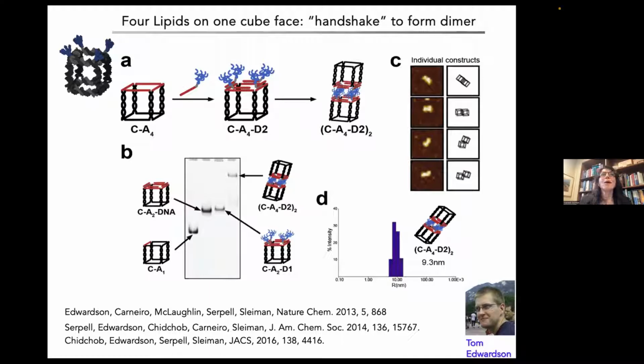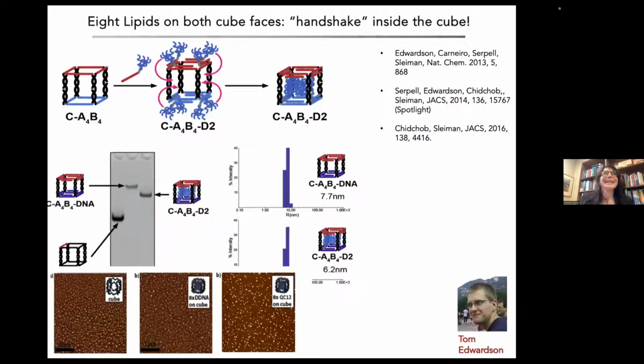So I said to Tom, well, why don't we put 4 on the top and 4 on the bottom? So basically attach the cubes right on top of each other to make basically a chain of cubes. But that is not at all what formed. Instead, what formed is the alkyl chains on the top went inside the cage, and the alkyl chains on the bottom went also inside the cage, and they underwent an intramolecular handshake, where now what we have is inside the cage itself, we have a hydrophobic interior.